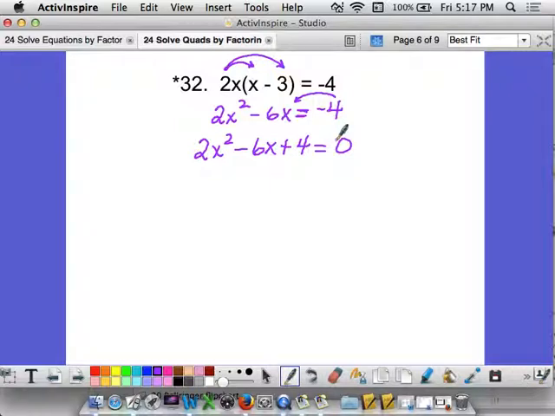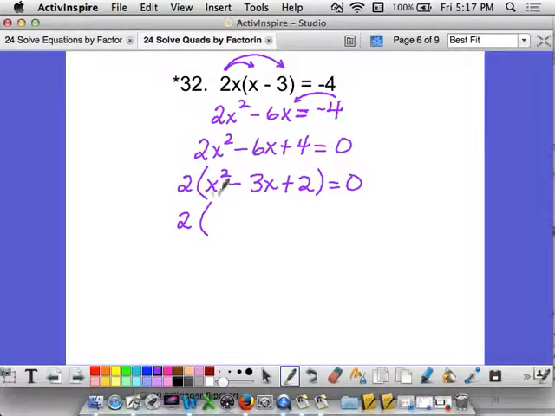I've got it in decreasing power, and it's set equal to 0. Again, I ask, do we have a greatest common factor? I do have a greatest common factor, and it is 2. So I'm going to take out a common factor of 2. That just leaves x squared. 2 will go into 6 3x times, and 2 will go into 4 a positive 2, equal to 0. This looks very similar to the other one. We'll continue on, keeping the greatest common factor, don't lose it.